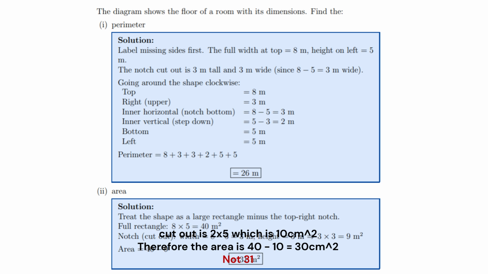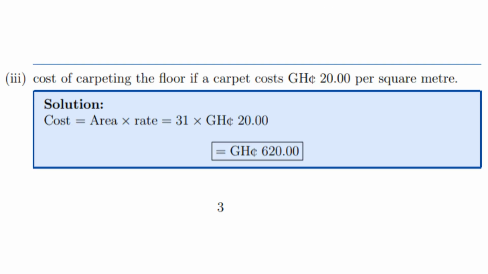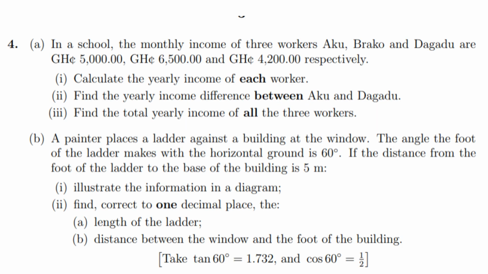31 square meters. So the cost of carpeting the floor, if the carpet costs 20 cedis per square meter, you just multiply the 20 by the 31 and you're done. You're good to go. Also, let's go to question 4.